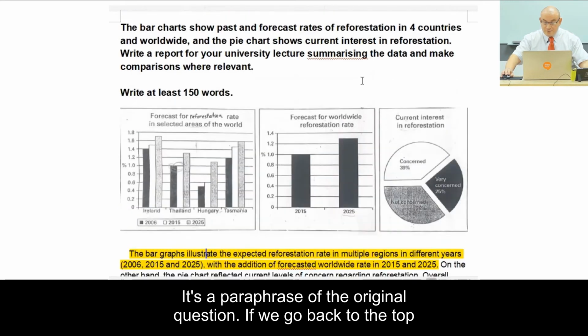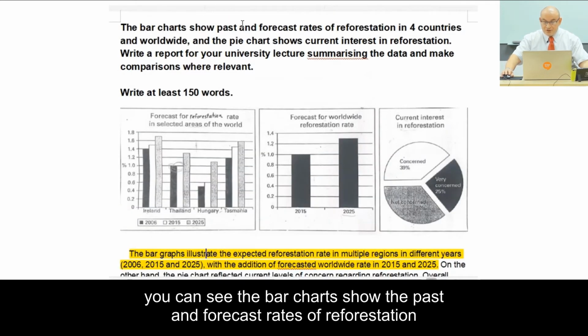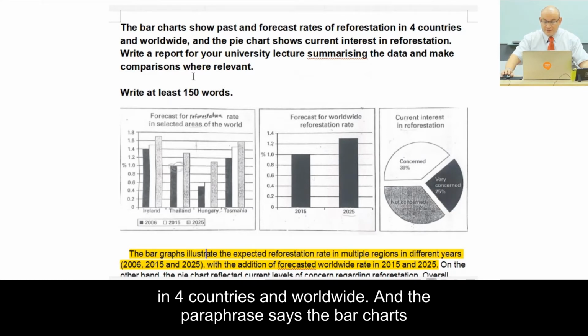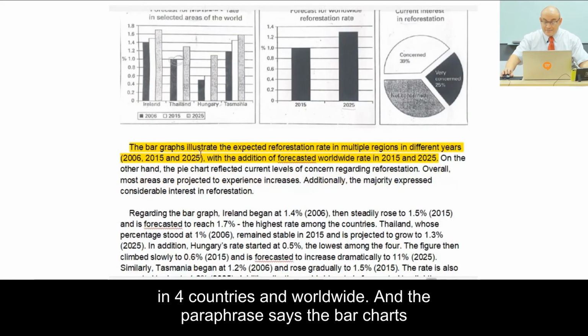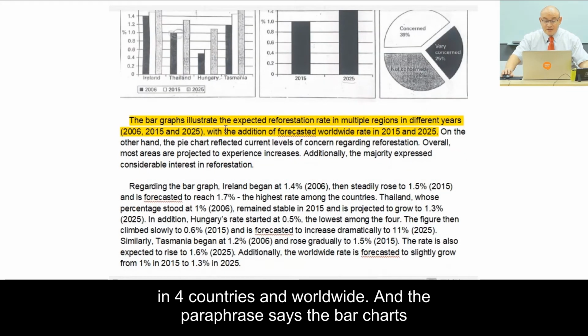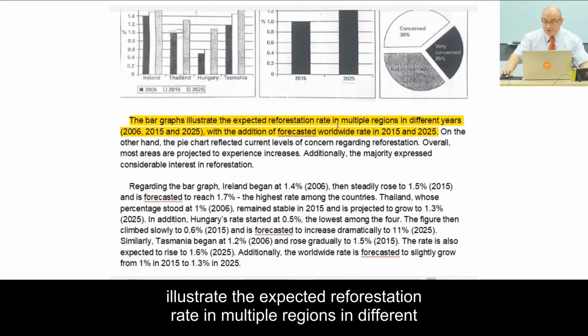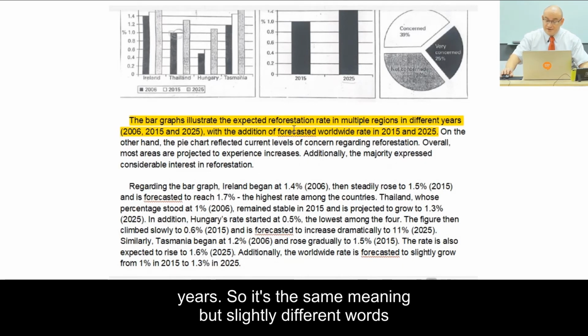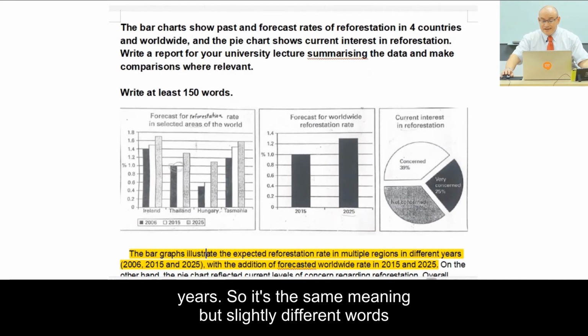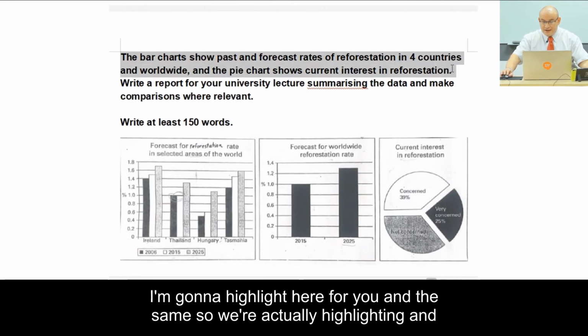If we go back to the top, you can see the bar charts show the past and forecast rates of reforestation in 4 countries and worldwide. And the paraphrase says the bar charts illustrate the expected reforestation rate in multiple regions in different years. So it's the same meaning, but slightly different words. I'm going to highlight here for you.